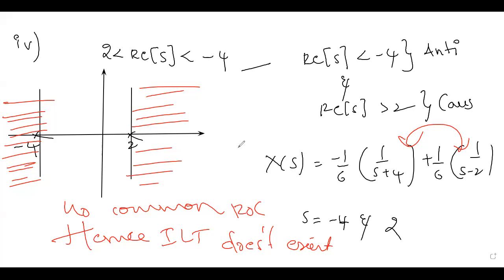So as I already mentioned, if ROCs are not given, based on poles you have to take 4 cases. If two poles, then definitely 4 cases will be there: greater than maximum of pole, less than minimum of pole, in between two poles, and without any common ROC, like this fourth case. So hope this is clear. I'm clearing all the contents. So just the last one, try to solve this, giving this as a homework problem.